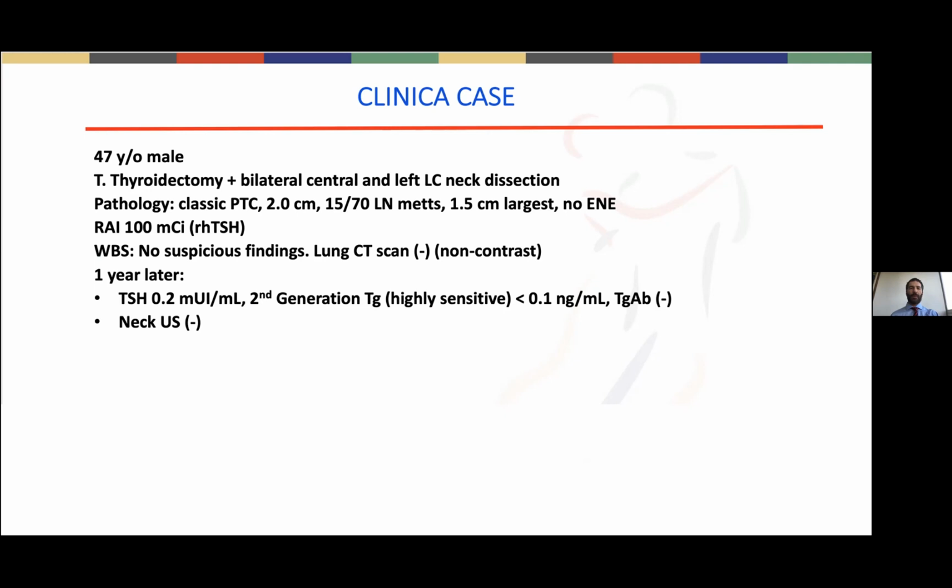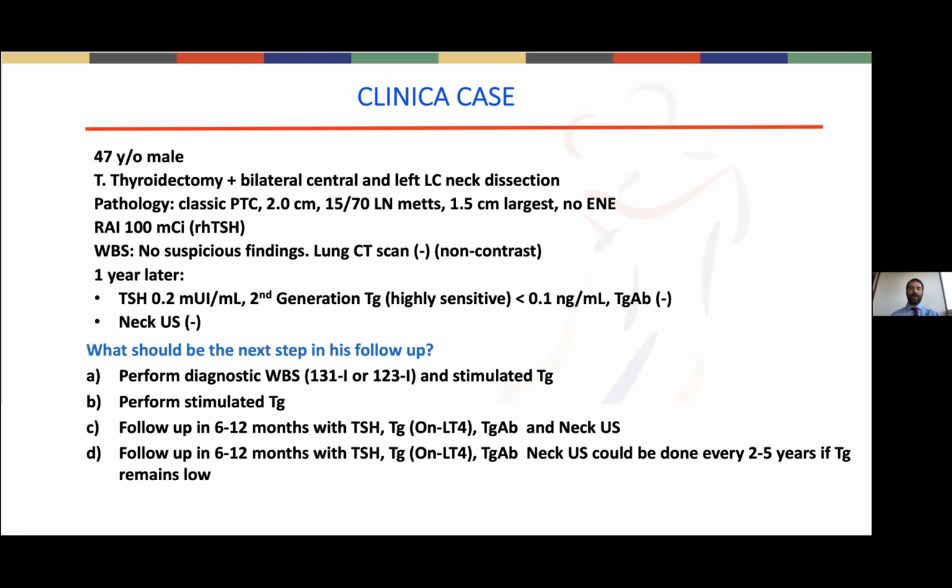At an evaluation 1 year later, using levothyroxine and with a TSH of 0.2, the second generation thyroglobulin showed undetectable thyroglobulin, and also there was no presence of thyroglobulin antibodies. Neck ultrasound was negative. So I would like to ask you, what should be the next step in his follow-up? And you could answer by clicking the alternative that you think could be the right one.